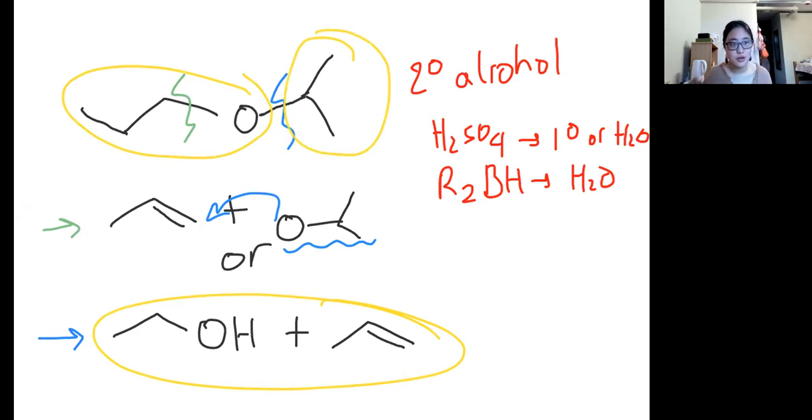So whenever you see an ether problem, the question is always, which part am I making and which part am I attaching? You really only have two options. You could do SN2, H2SO4, or oxymercuration, right? So it's like, will it rearrange and give me what I want, or will it be Markovnikov and give me what I want? Does that kind of make sense to everybody?